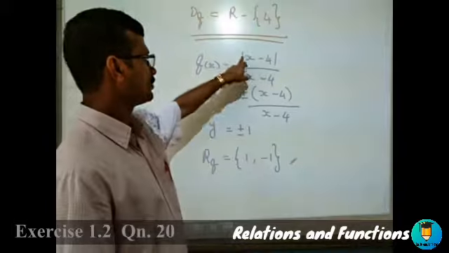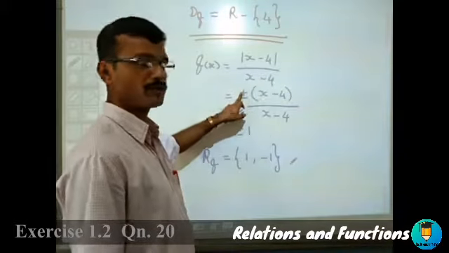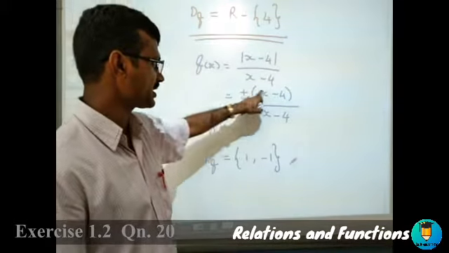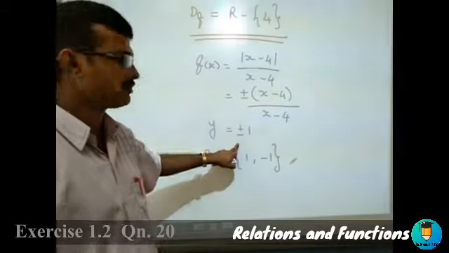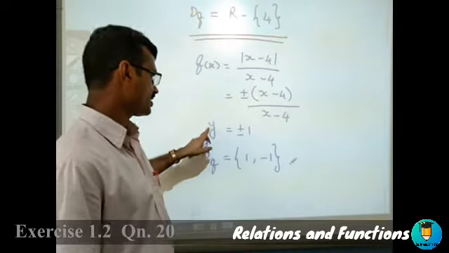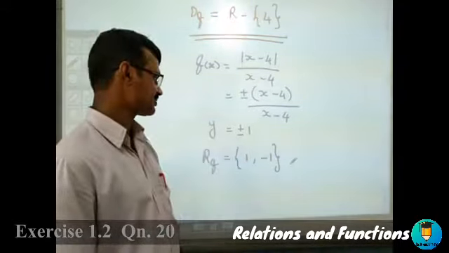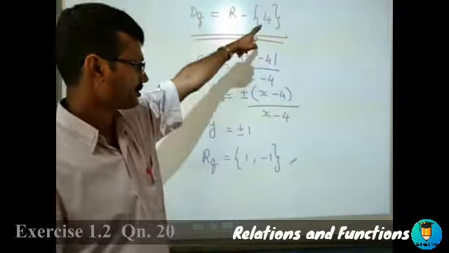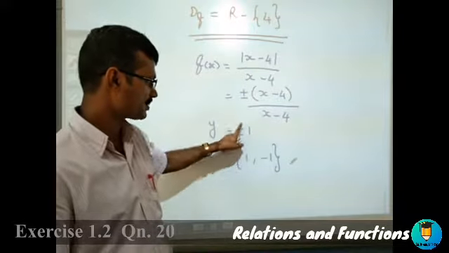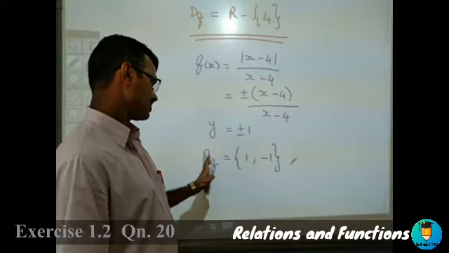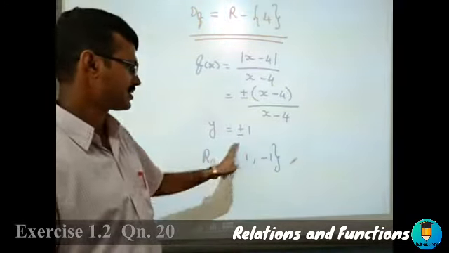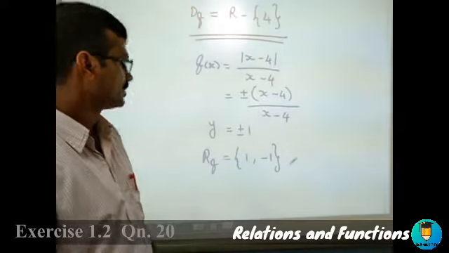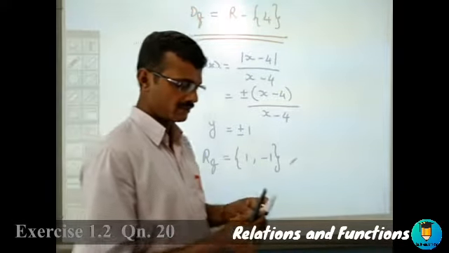So this is a modulus type of question. I removed modulus, so it will come plus minus. I can simplify it, it will come plus 1, minus 1. The value of y is always plus 1 and minus 1, whatever be the values of x. So naturally the range of this function is 1 comma minus 1. This is question number 20.